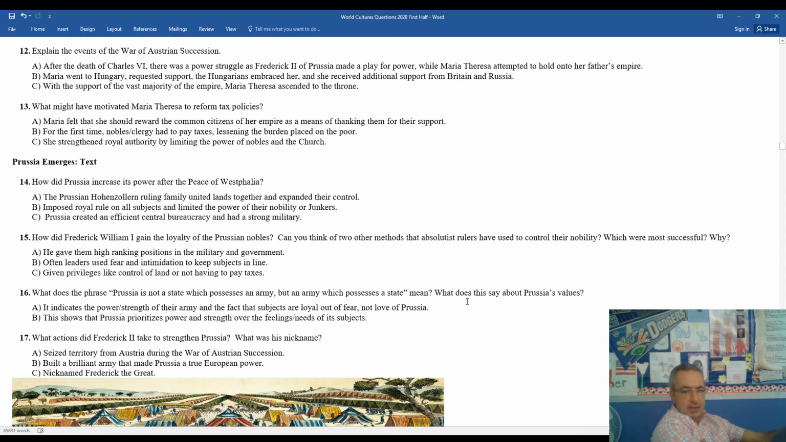How did Frederick I gain the loyalty of Prussian nobility? Can you think of other methods an absolute ruler could have used to control the nobility? Which were most successful? Why? He gave them high-ranking positions in the military, in the government. Often leaders used fear and intimidation to keep subjects in line. Given privileges like control of land or not having to pay taxes were appealing to many members of the nobility.